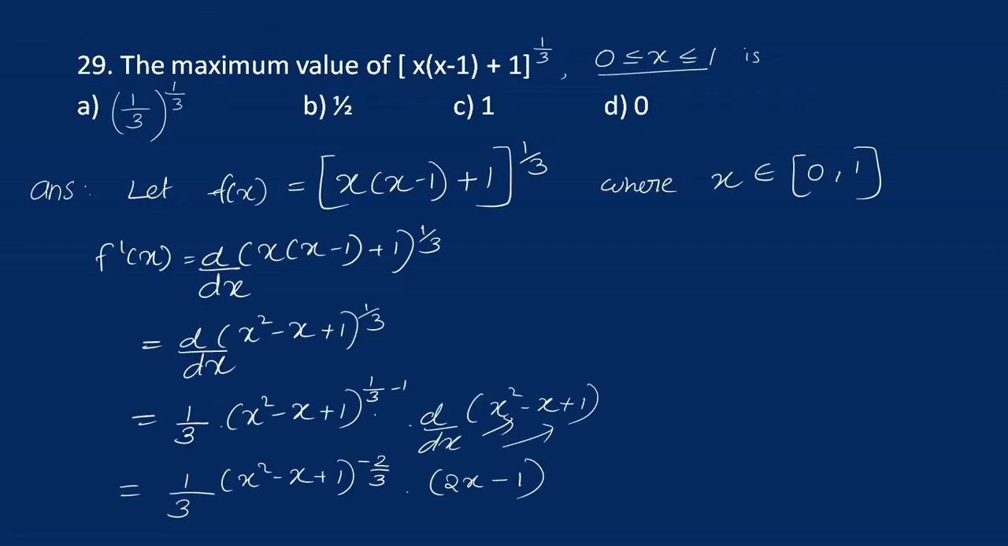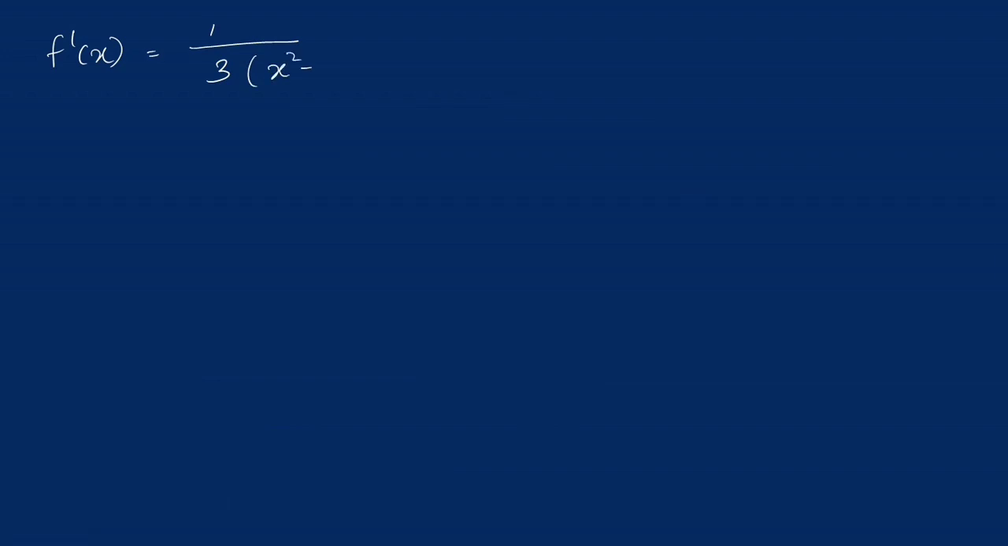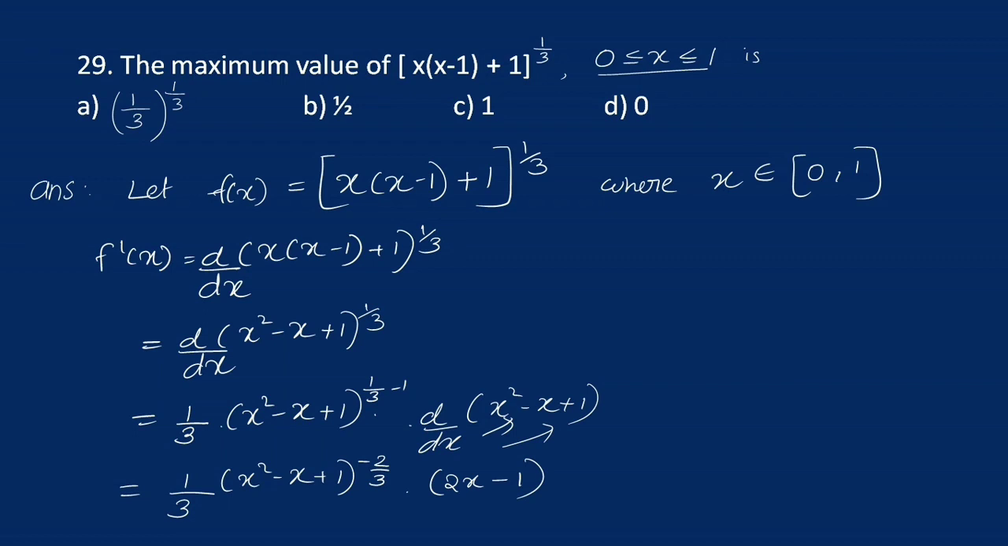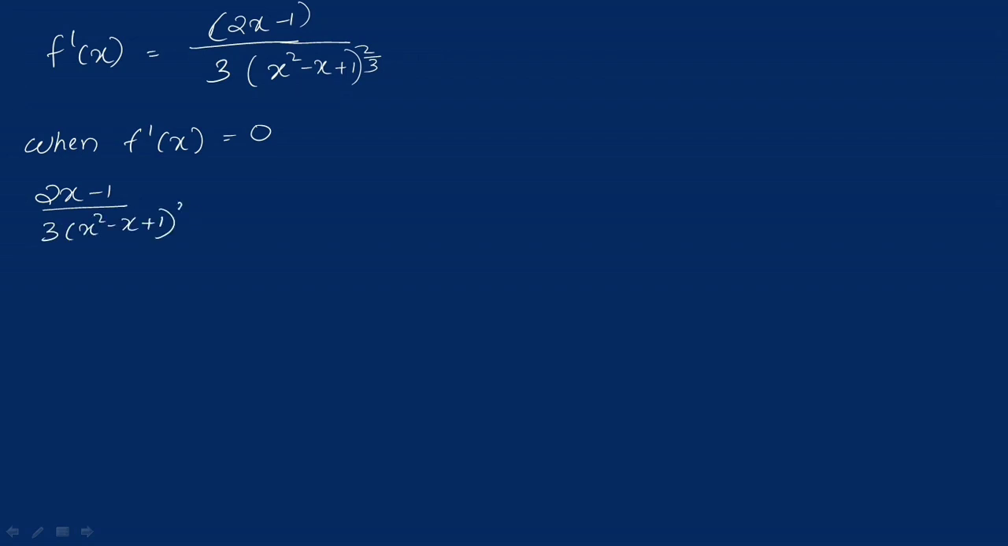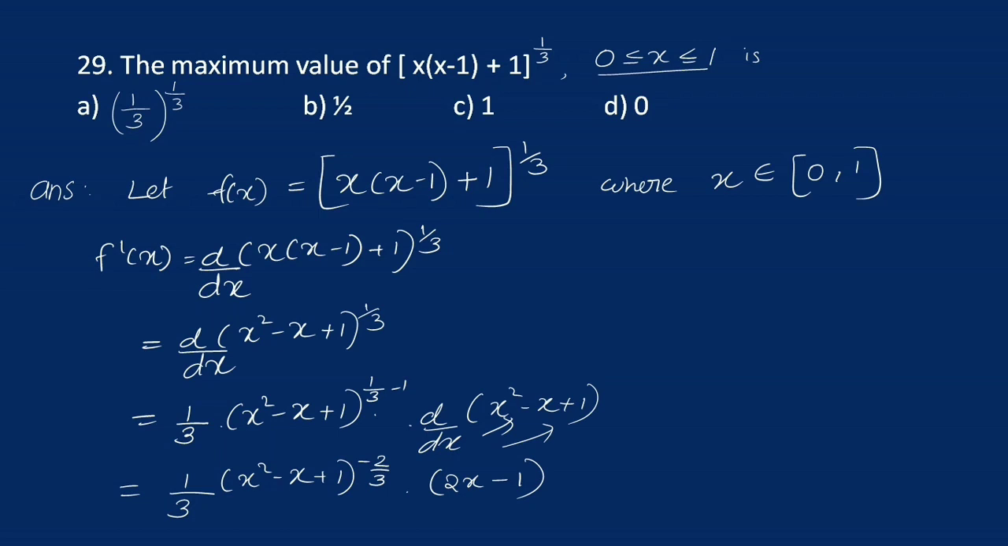So we have f'(x) = 1/3 into (x² − x + 1)^(−2/3), which goes to the denominator as (x² − x + 1)^(2/3), and the remaining 2x − 1 at the numerator. So f'(x) = (2x − 1) / [3(x² − x + 1)^(2/3)]. When f'(x) = 0, the denominator term goes to the right side and, multiplied with 0, gives 0. So we have only 2x − 1 = 0, and from this, x = 1/2.